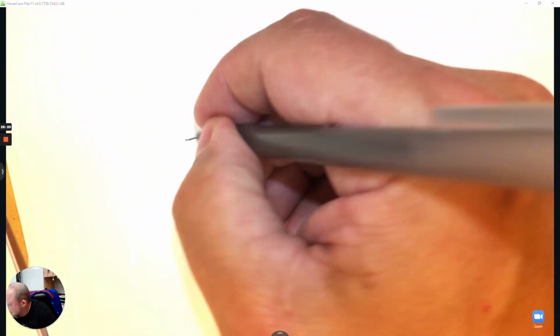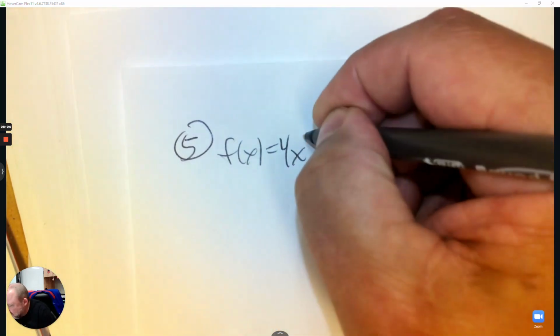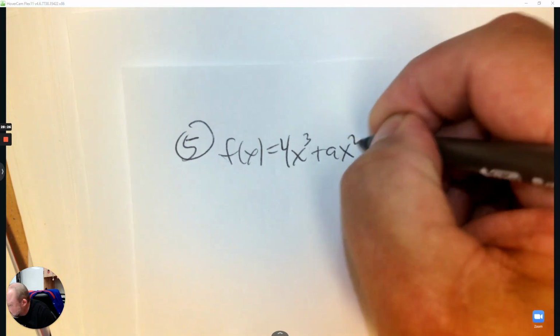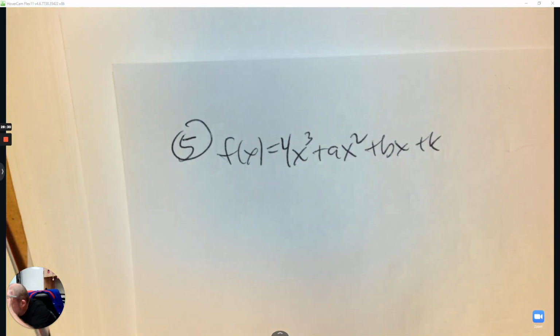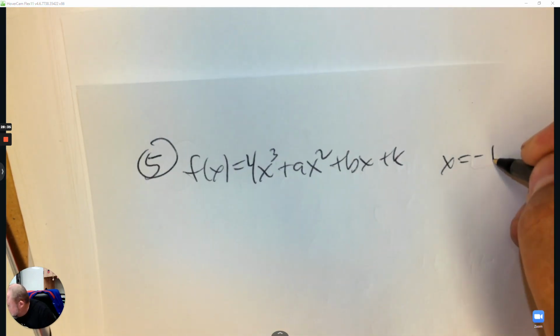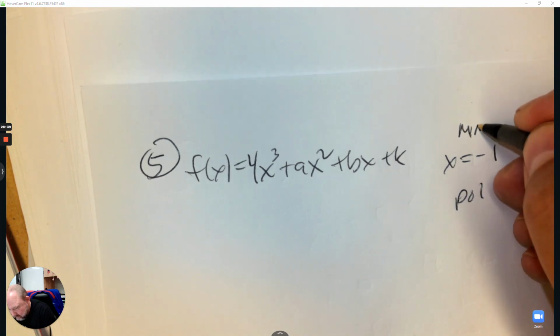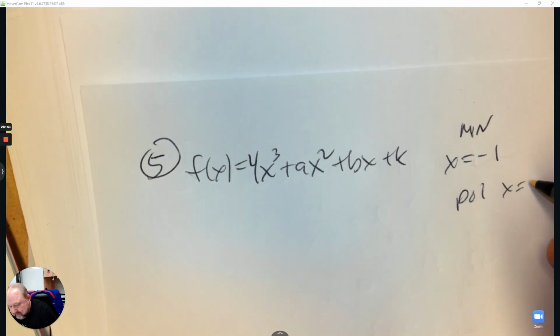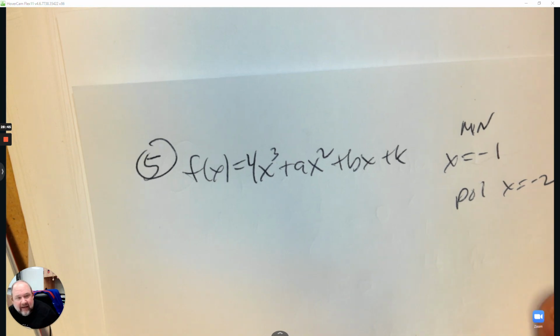All right, last one. What do we got? We got number 5. 2 more. So we have 4x cubed plus ax squared plus bx plus k. A, b, and k are constants. The function has a minimum at x equals negative 1 and has a point of inflection at x equals negative 2. And then it says find the values of a and b.